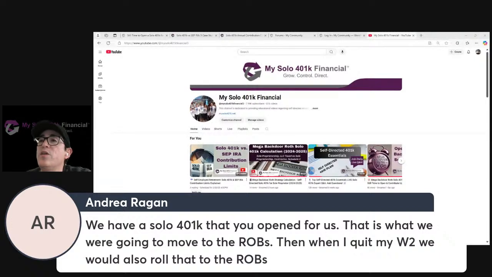Got it. So yes, it's possible to convert a solo 401k to a ROBS 401k. Now, there are additional considerations. For example, if the individual has alternative investments, those alternative investments cannot be held in the ROBS. But feel free to book a call with us so we can go over the situation in more detail. mysolo401k.net/book.